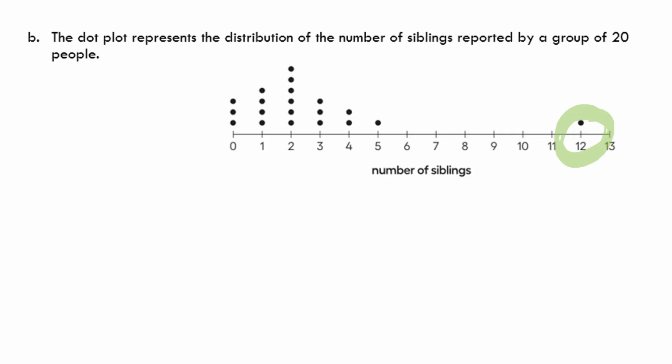So take a pause. Do you think 12 is a plausible outlier? Should it stay or should it be removed when you're thinking about the data for this problem? All right. So the outlier of 12 is a plausible outlier, and so it should stay.